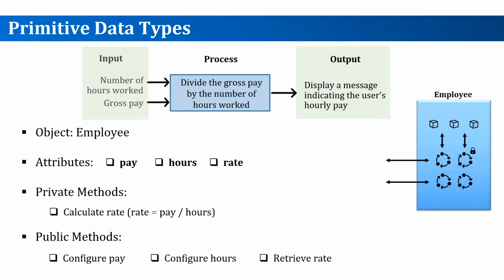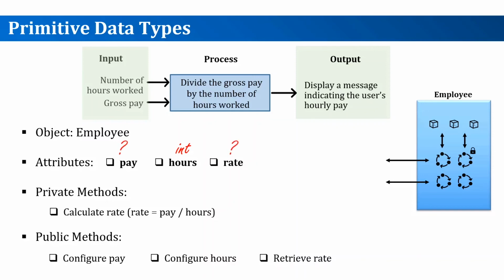This is an example of an OOP-based solution to calculate the hourly pay of an employee by knowing his gross pay and hours worked. Assuming that the work allows increments of an hour with no fractions, in this case, we can consider the hours variable as an integer. That is, a whole number without fractions like 8 or 10.